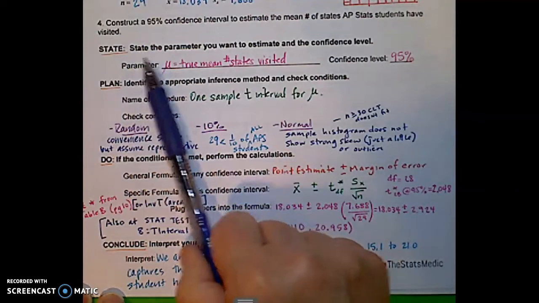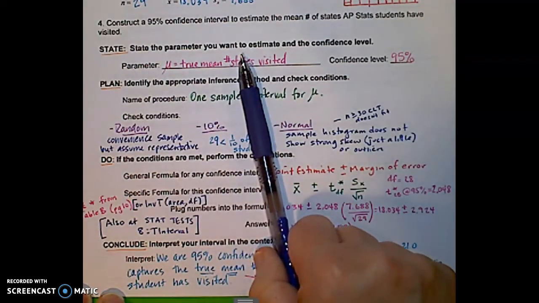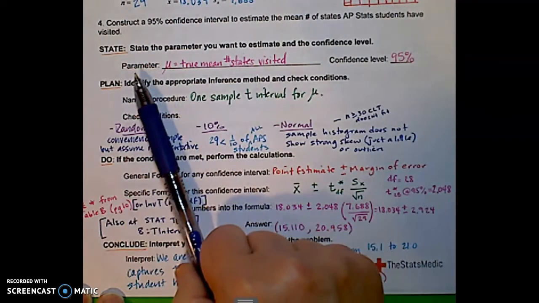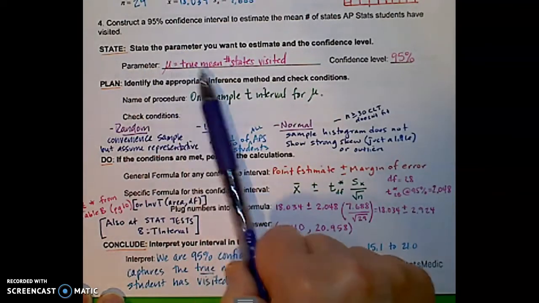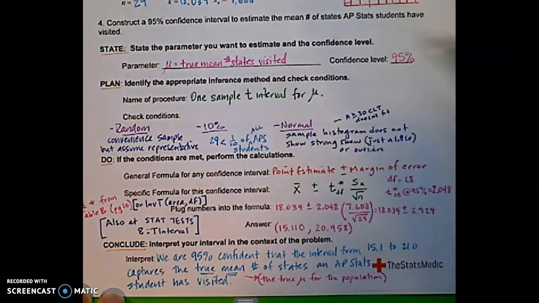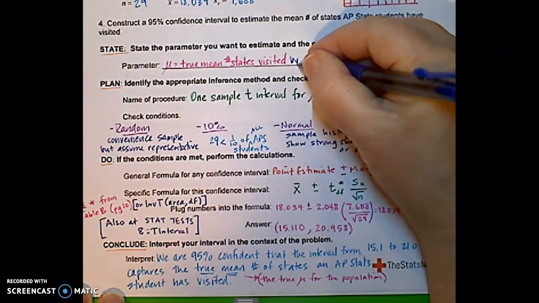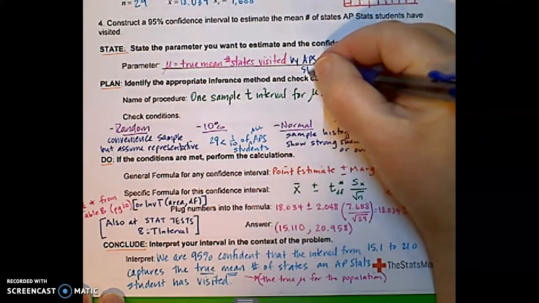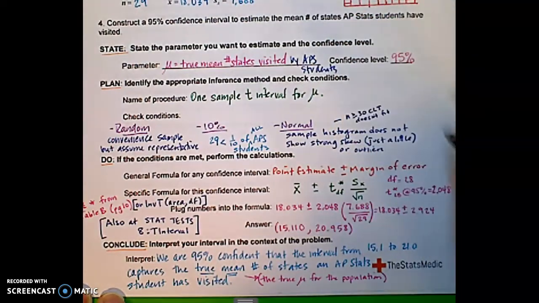So for state, we're going to state the parameter we want to estimate and the confidence level we're using. So what we need to say is our parameter is mu, the true mean number of states visited by AP Stat students, and the confidence level is 95%.